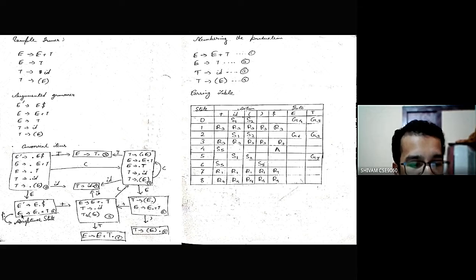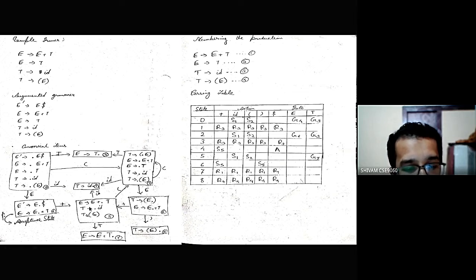production, which is E gives E dot plus T. Now processing the plus symbol, because it's on the right hand side of the dot. So now we will process the plus symbol. Opening plus, we will get this state, which is E gives E plus dot. See, the dot is shifted after plus.